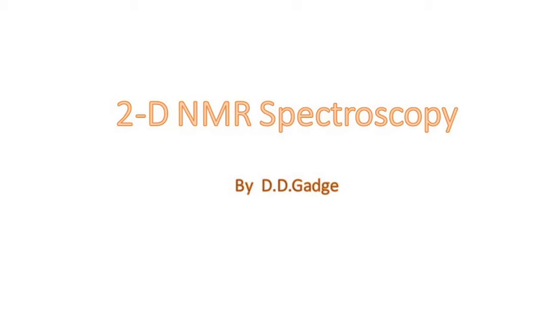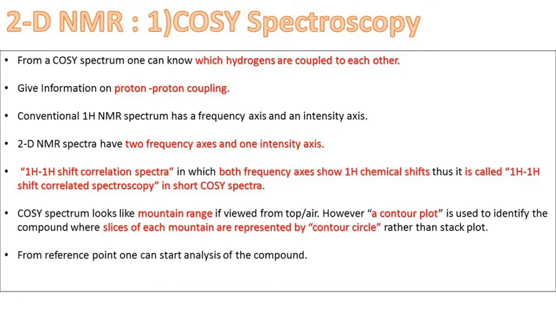Hello friends, today we are going to learn two-dimensional NMR spectroscopy. In that, first we will see COSY spectrum. From COSY spectrum, one can know which hydrogens are coupled to each other. Means it gives information about proton-proton coupling.